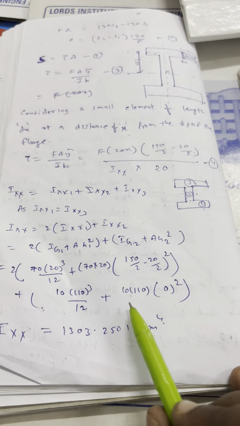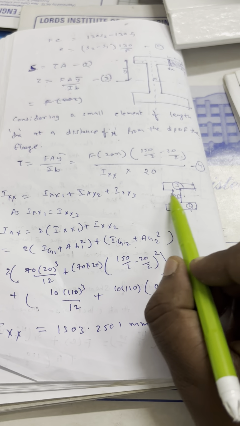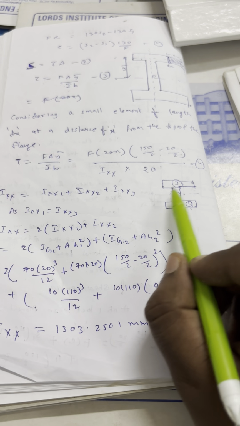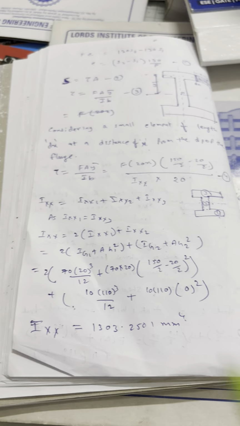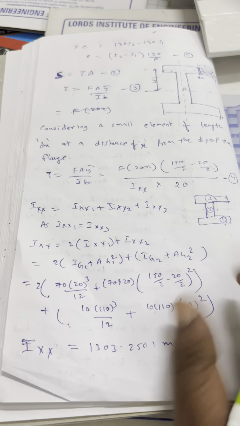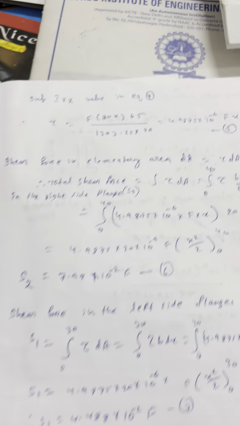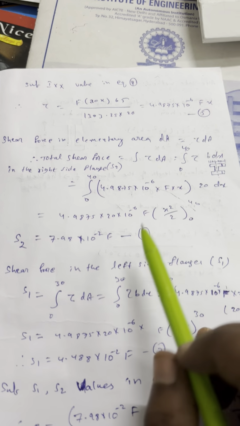So BD cube by 12 plus area into 0, because the neutral axis is on the central axis, both are the same, so it is 0. Y and y bar are the same here. Okay, IXX we will get as this one. Right, now substitute here, then we will get tau. Substitute, you will get tau in terms of f x into x. Let this be equation number 5.